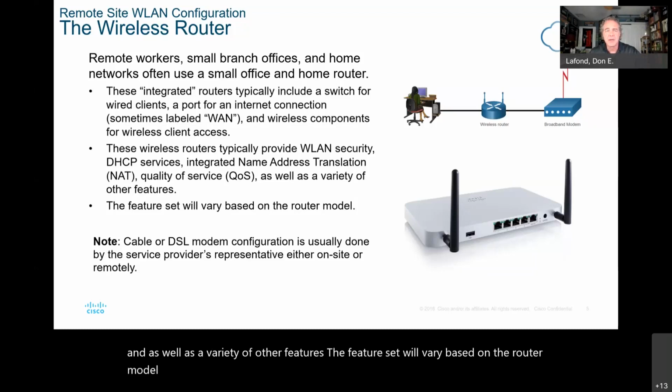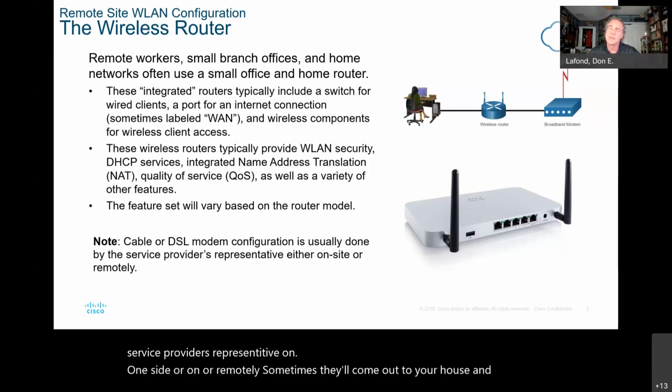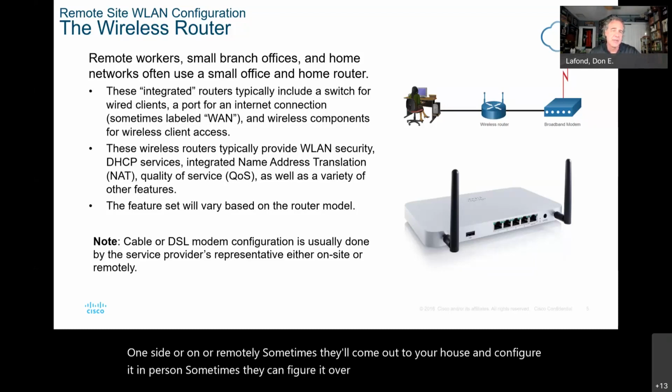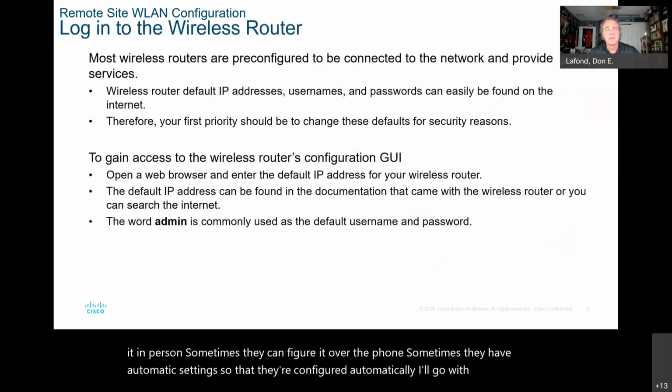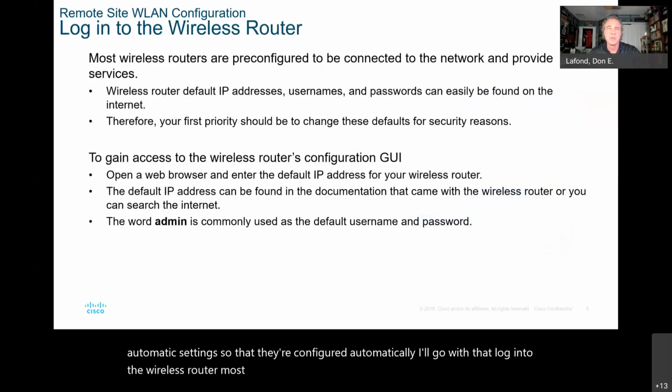Note, cable and DSL modem configuration is usually done by the service provider's representative on site or remotely. Sometimes they'll come out to your house and configure it in person. Sometimes they configure it over the phone. Sometimes they have automatic settings so that they're configured automatically. Log into the wireless router. Most wireless routers are pre-configured to be connected to the network and provide services. Wireless router default IP addresses, usernames, and passwords can easily be found on the internet.